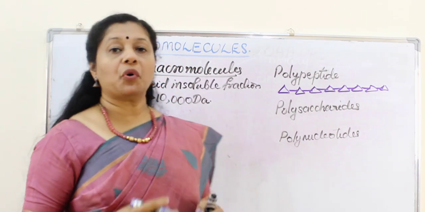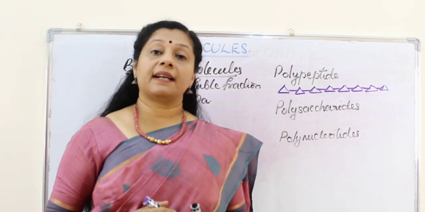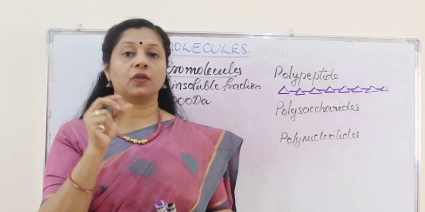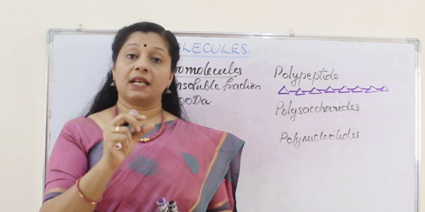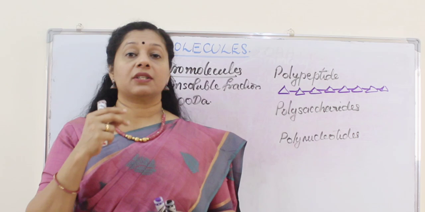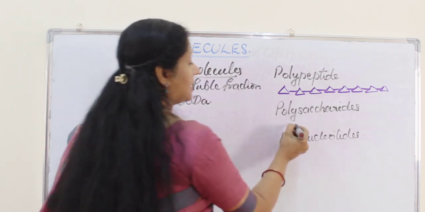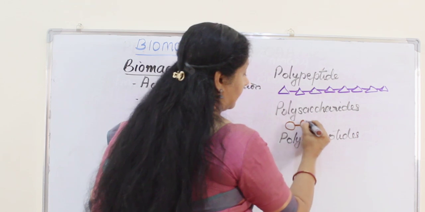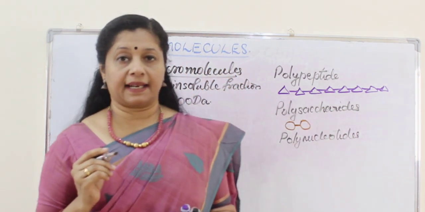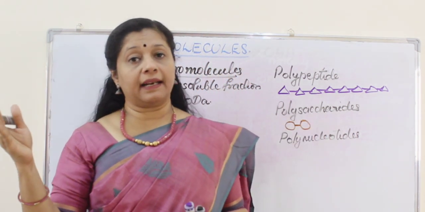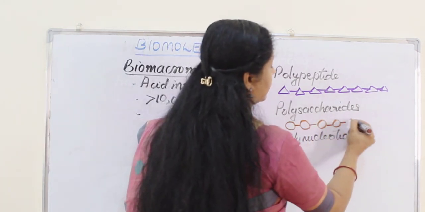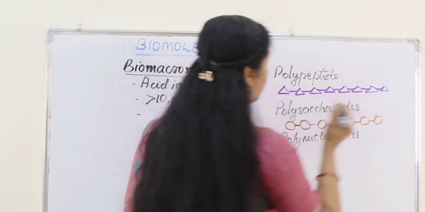Now coming to polysaccharides. Polysaccharides are sugars. Simple sugars like glucose and fructose are all called monosaccharides. So suppose this is a monosaccharide, then one more monosaccharide added, then we call it a disaccharide. But when many are added like this, it is called a polysaccharide. Polysaccharides are basically the carbohydrates we say.